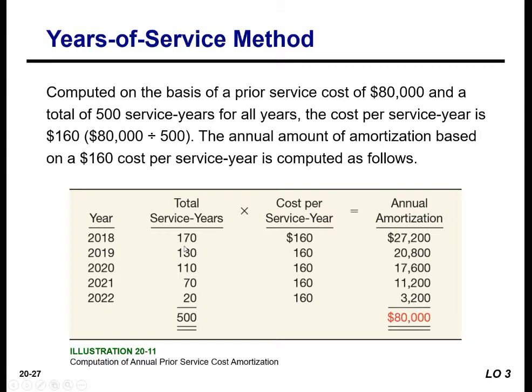So there's a total of 170 service years in 2018. There's 170 employees. We multiply that by 160, and that gives us 27,200. In 2019, there's 130 service years. Multiply that by 160, and we have amortization of 20,800. And we carry that through all the years to account for all 500 of the service years.